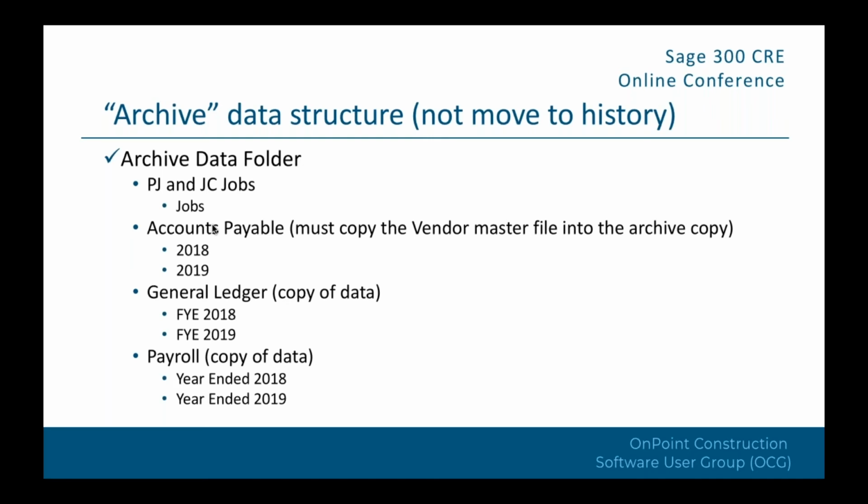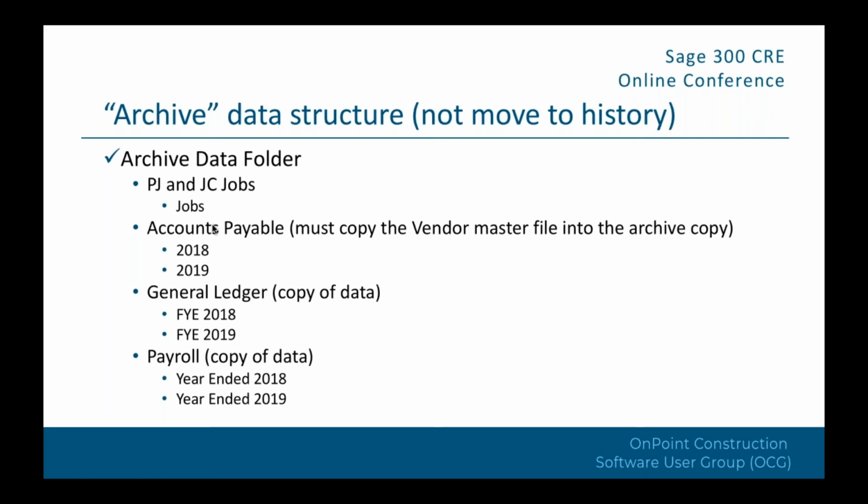So if you are going to archive stuff, which means moving it into a different data folder, this is kind of the data structure that I use. I have an archive data folder that's just out there on the server. Within that, it has a folder for PJ and JC jobs. Because if you have project management, you have to move those jobs into a location first before you move the JC jobs. And so that's why those two are combined.